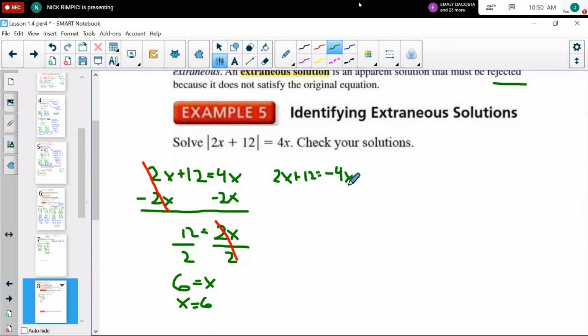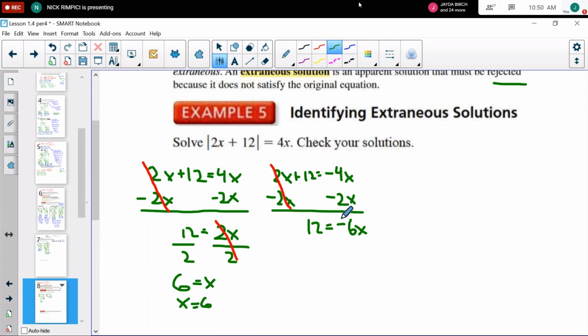And I'm going to use the same tactics I did over here. I just got to get the x's together. So to undo the 2x, I'm just going to subtract 2x. Again, I have to get the x's together. So this is probably the fastest way of doing it. When I do that, I bring the 12 down, and negative 4x and negative 2x is going to give me a negative 6x.